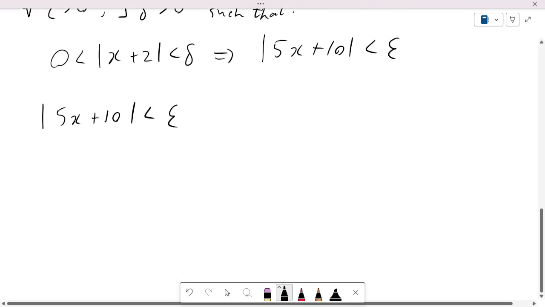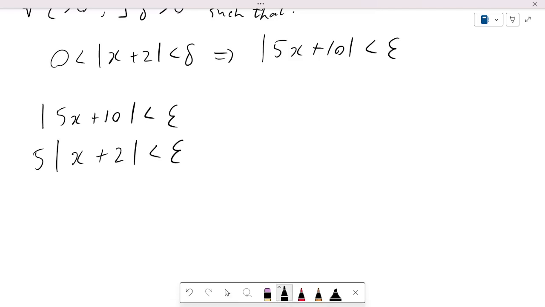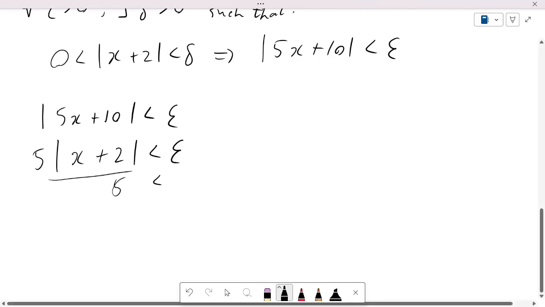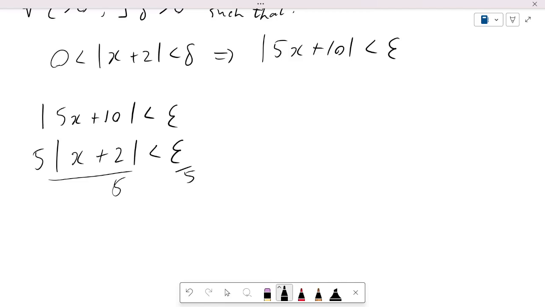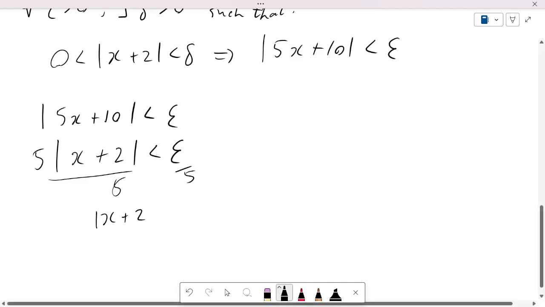Okay, so what we are going to do here is we are just going to be doing inequalities. We are going to simplify this, and we know that we can actually factor out 5, right? If we take out 5 as a common factor, it goes outside of the absolute value, and that's going to be x plus 2 is less than epsilon. Then we divide both sides by 5, and we'll get the following. It'll be x plus 2 is going to be less than our epsilon over 5.